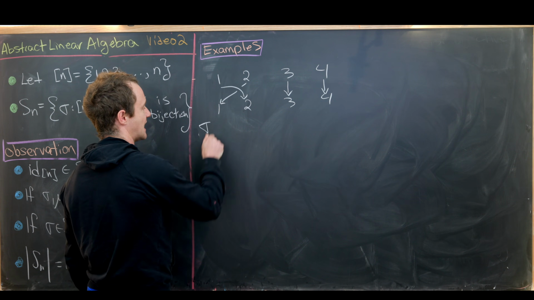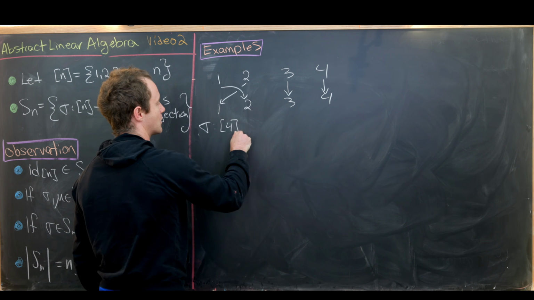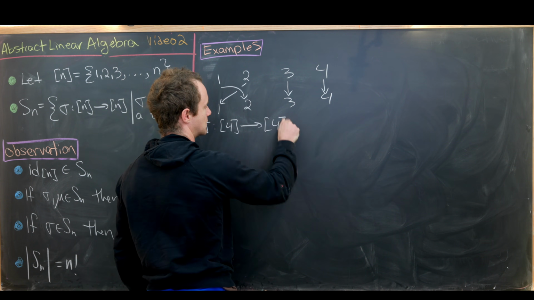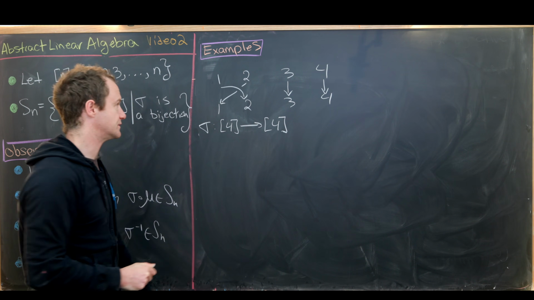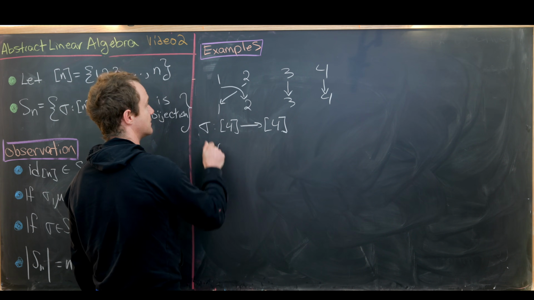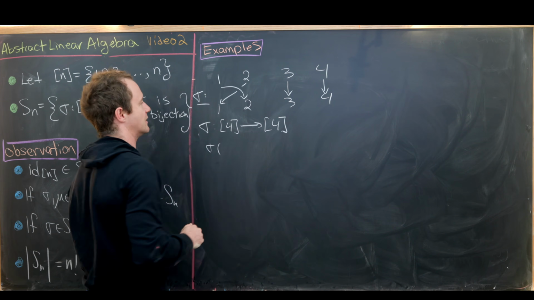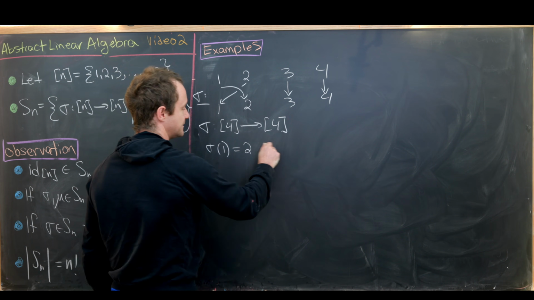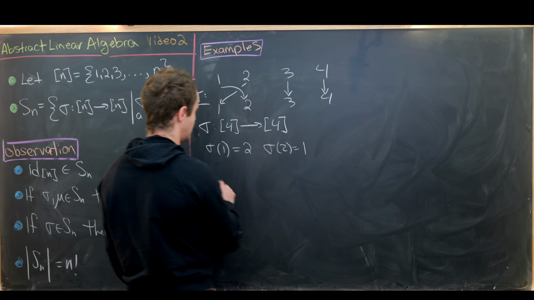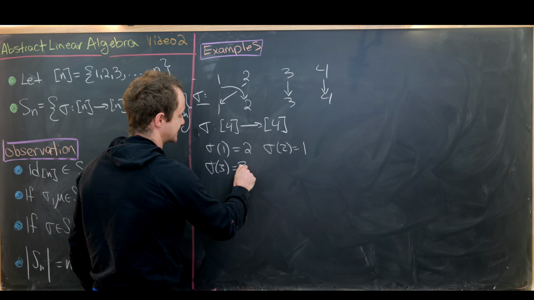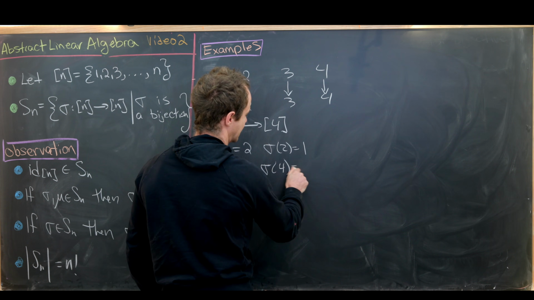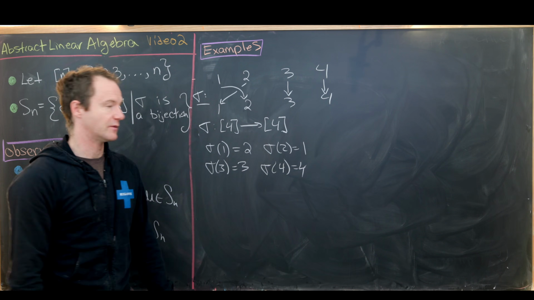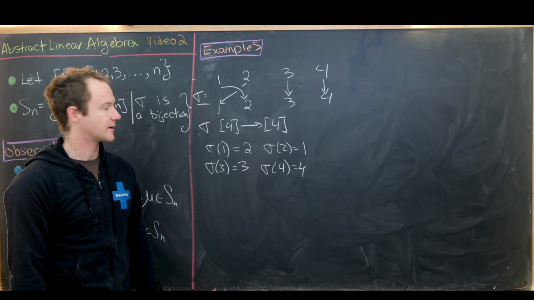So in other words, we have sigma from 4 to 4. In other words, 1, 2, 3, 4 to 1, 2, 3, 4. And we have sigma. Let's put a sigma here to make sure we know that's how we're defining this. Sigma evaluated at 1 is 2. Sigma evaluated at 2 is 1. Sigma evaluated at 3 is 3. Finally, sigma evaluated at 4 is 4. That's how we can read this chart right here.